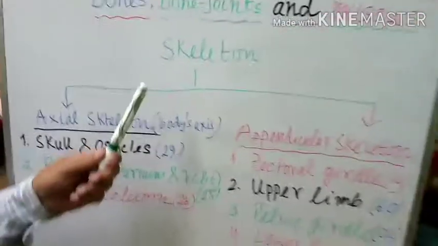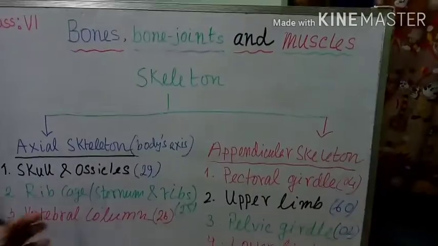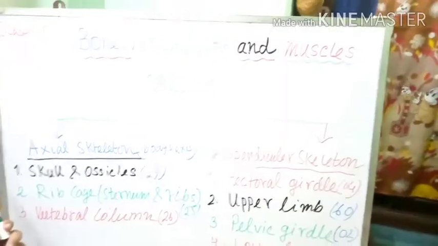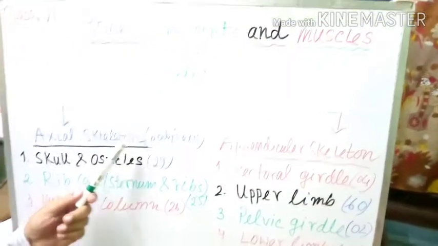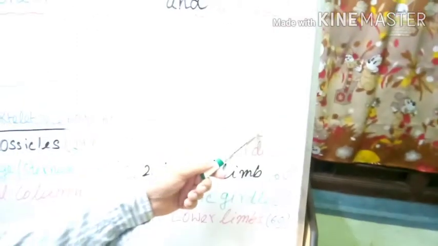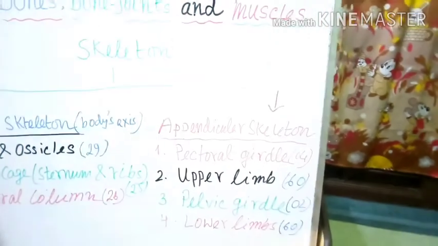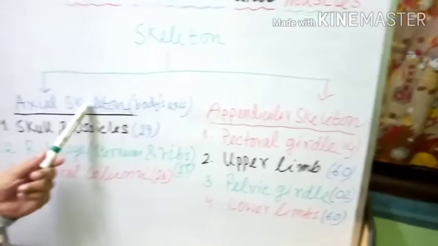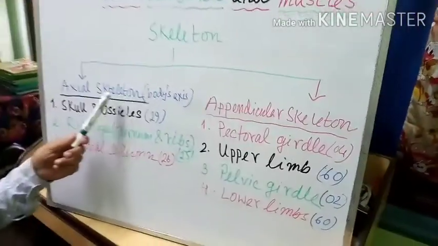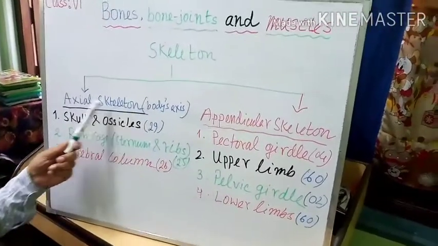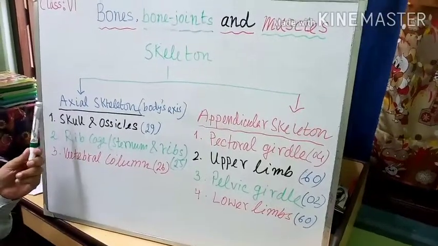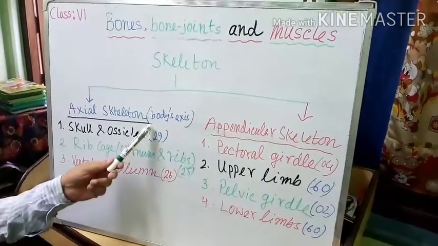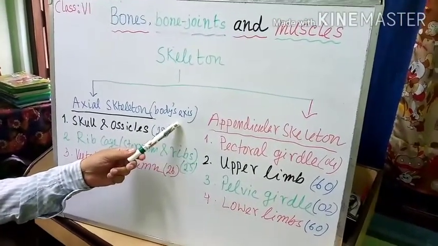Now, division of skeleton. Look at the board. Skeleton is divided into two parts: axial skeleton and appendicular skeleton. Now, what is axial skeleton? Axial skeleton includes those bones which run along the body's long axis.